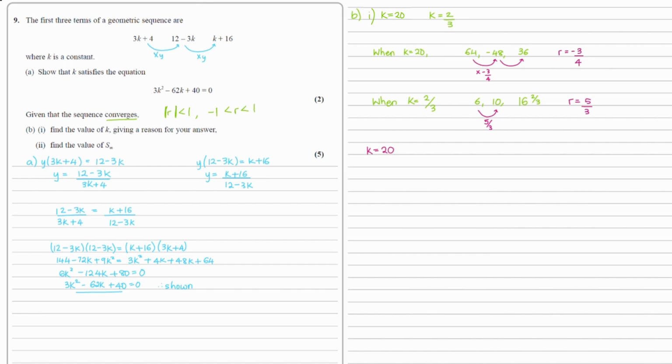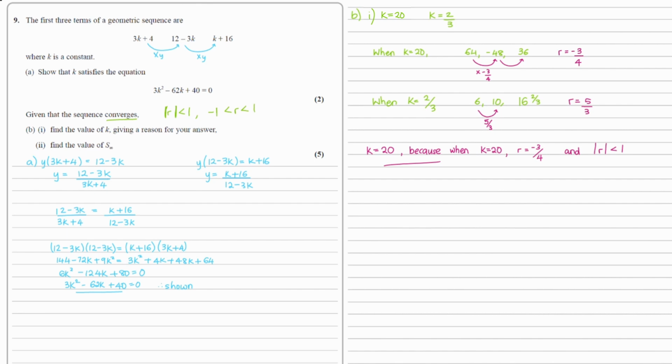Because the question has asked us to give a reason for the answer, we will say that k is equal to 20 because when k is equal to 20, the ratio r is equal to -3/4, and the modulus of r is supposed to be less than 1. Part 2 of B says find the value of S infinity.